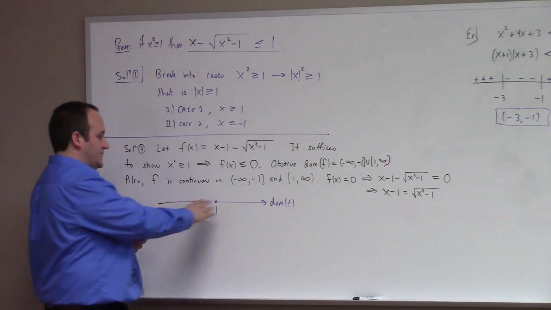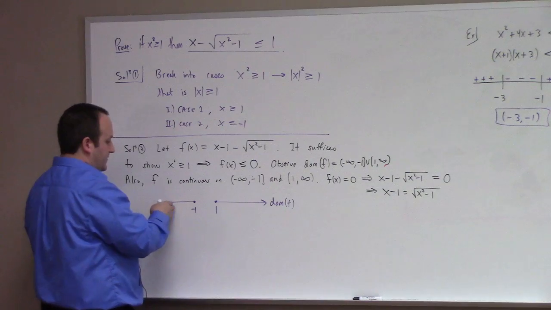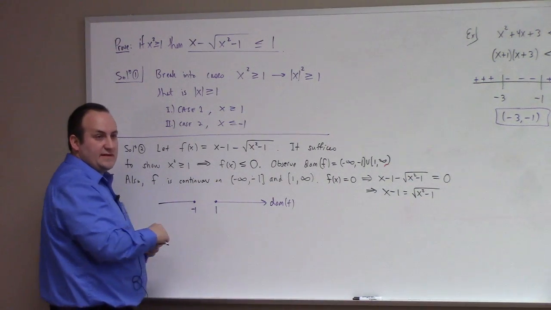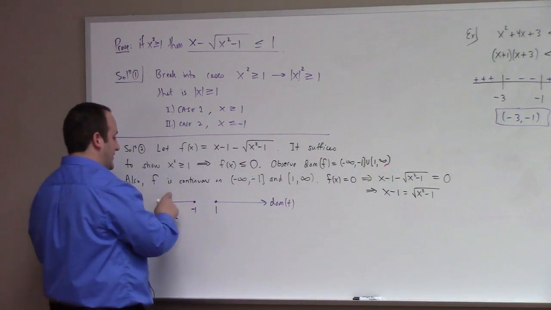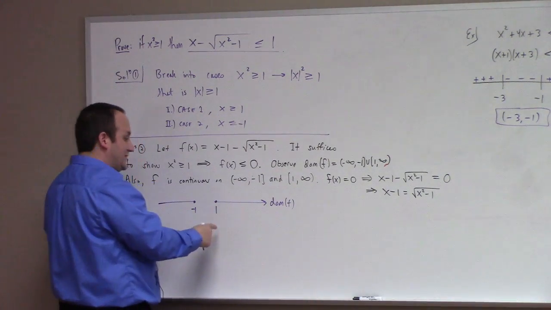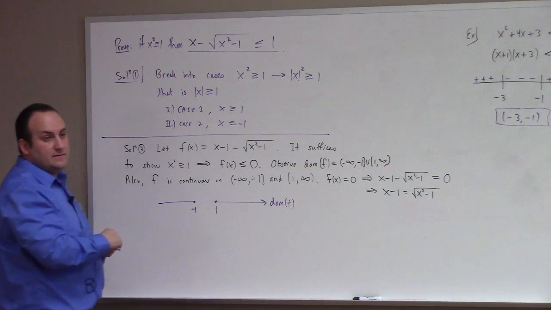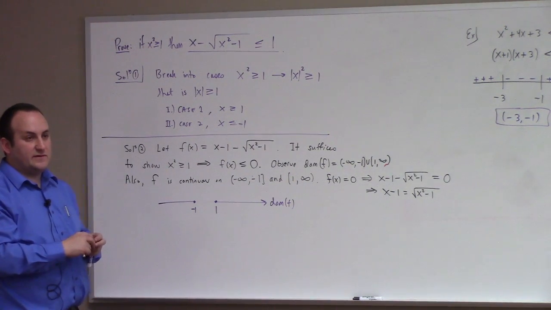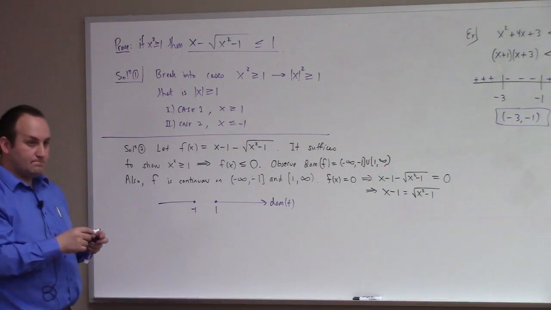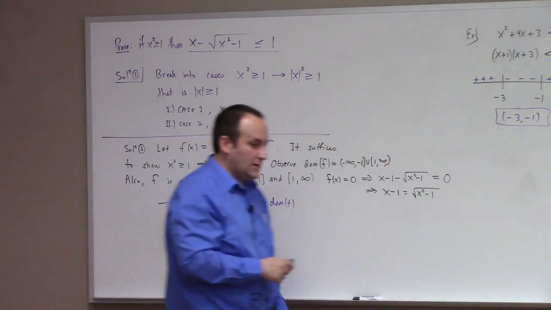And then you just need to pick two points. You can test like f of minus 2 and f of 2 or something like that. And what you'll find is that the sign chart's very boring. It's just minus, minus, minus, minus, minus, minus, minus. And the only 0 is at 1. So by the intermediate value theorem, you've shown that f of x is less than or equal to 0, which is the same as proving the original claim.